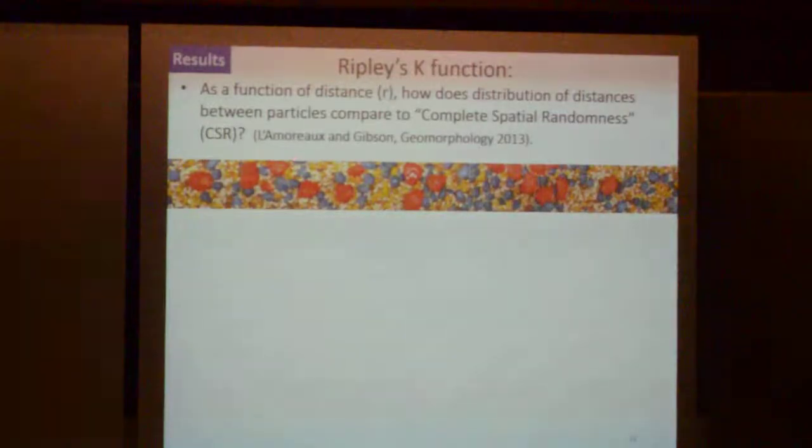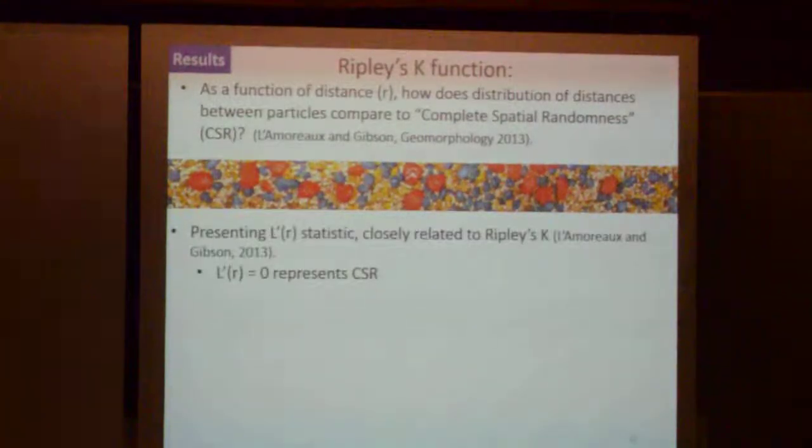Basically, I'm just using the red grains, and what it does is look at the distribution of distances from one particle to all the other particles, for all the particles, and compares that to what you'd expect for a random distribution of particles on the bed. So what you'd expect if you had complete spatial randomness of those particles.